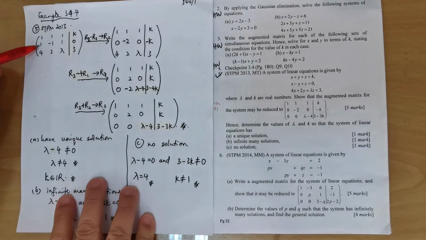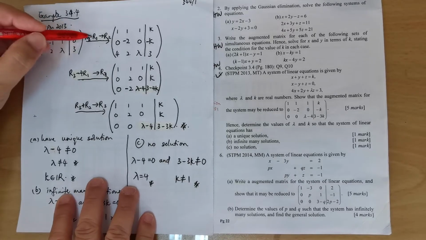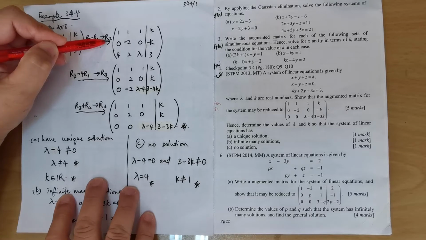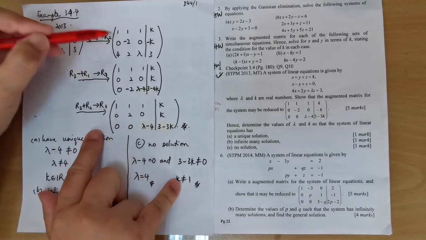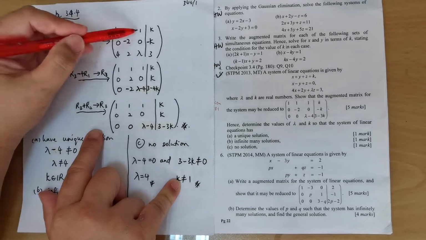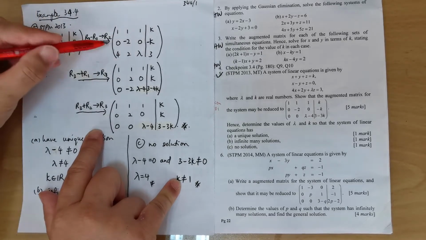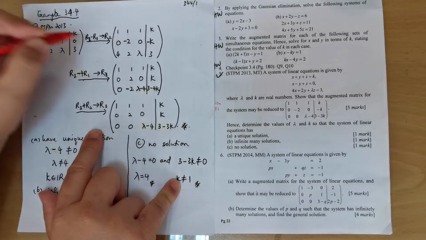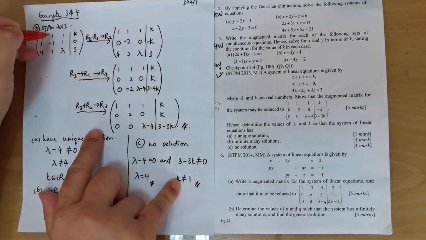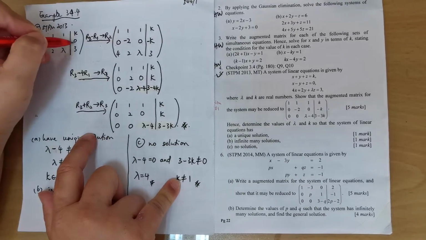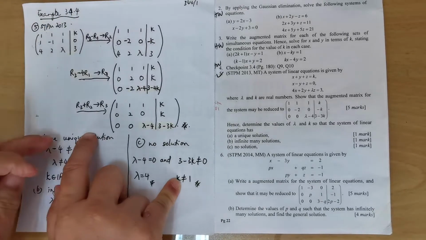I'm going to use row 2 minus row 1, then you get a new row 2. Row 1 and 3 remain the same, so I copy first. Then I do the new row 2. R2 minus R1: 1 minus 1, 0. Negative 1 minus 1, negative 2. 1 minus 1, 0. 0 minus k, negative k.